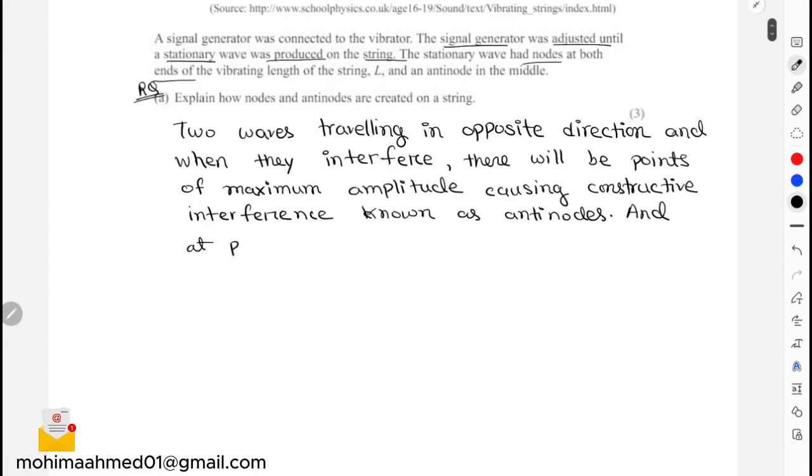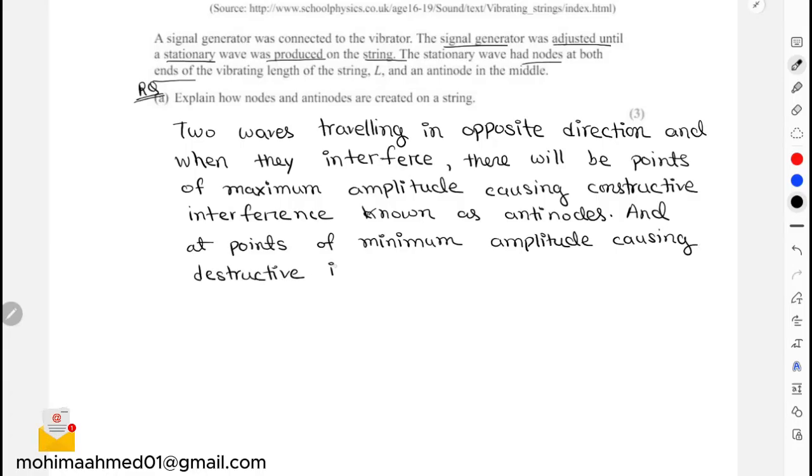And at points of minimum amplitude causing destructive interference, known as nodes. Okay, these are the definitions for nodes and antinodes.